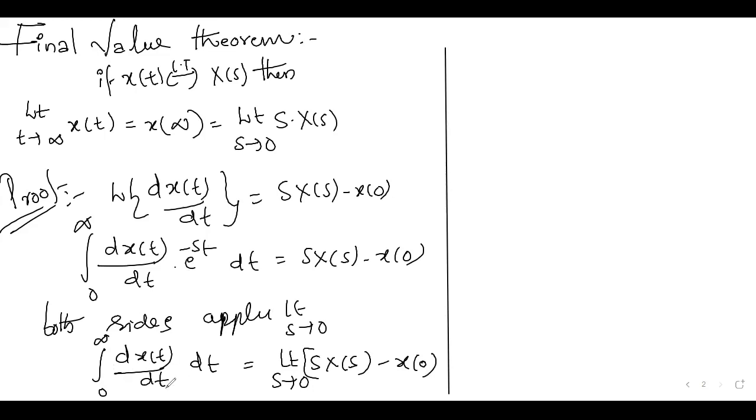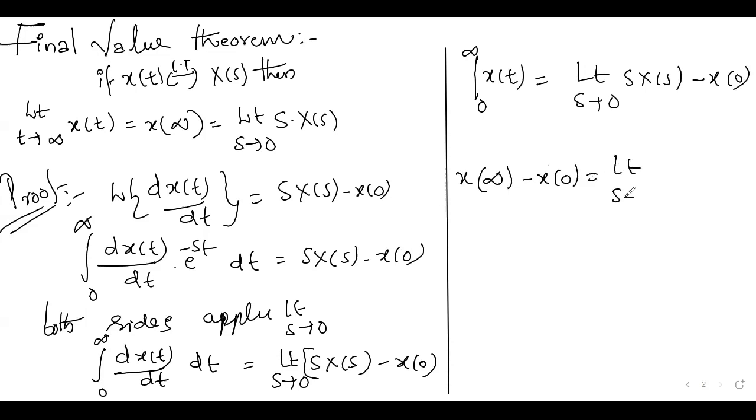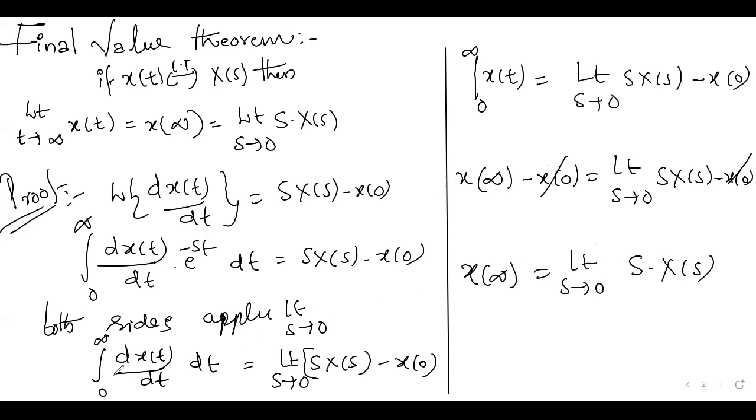Now see here, integration is with respect to the t variable and differentiation is also with respect to the t variable. So both will get cancelled, and simply we will get x of t here. Upper limit is infinity, lower limit is 0. On the right, limit s tends to 0, s into X of s minus x of 0. Finally, we got the final value as limit s tends to 0, s into X of s. Whatever function is there here, that we will get, upper limit minus lower limit. x of 0 is a constant, so we can't apply s tends to 0 over there. It is a constant, small x of 0. So this is the proof.